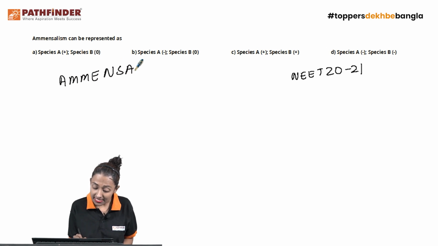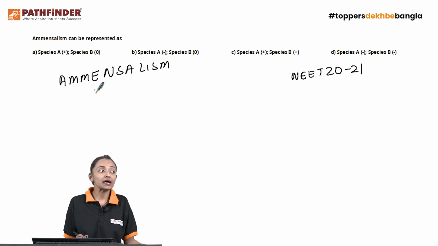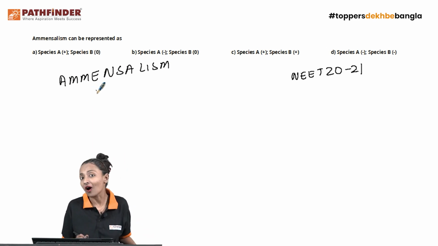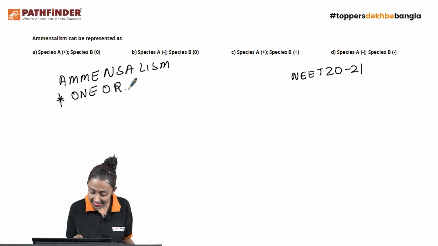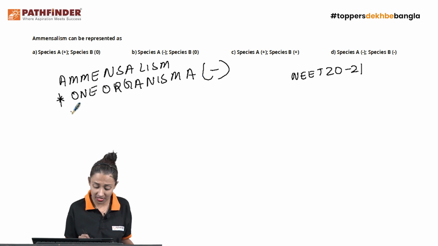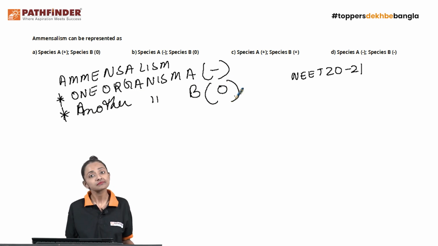Ammensalism means a kind of interaction where one organism is negatively affected and the other organism is unharmed, unaffected. So I'm writing one organism, let's say A, let's say A is negatively affected or harmed. Another organism, let's say B, is unaffected.